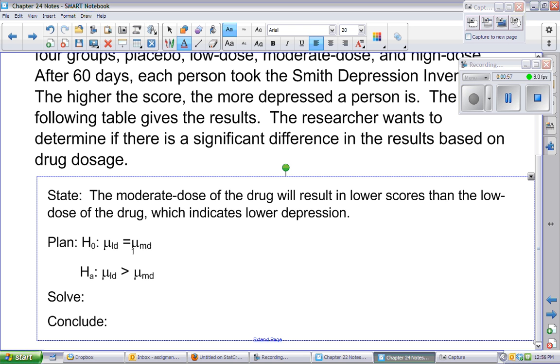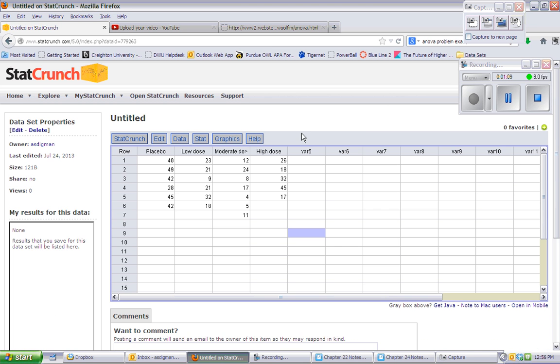So my null hypothesis is that the low dose and the moderate dose cause the same scores. My alternative is that the low dose actually causes a higher score, indicating that there is a higher level of depression in those individuals. So let's go ahead and go to StatCrunch.